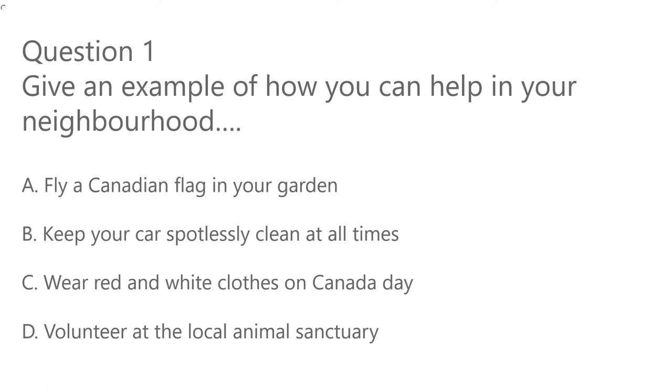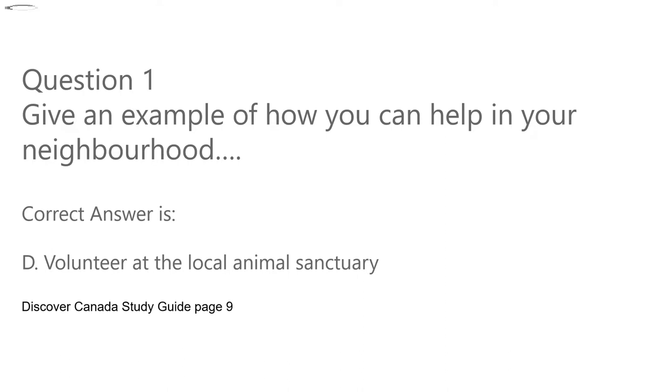Question 1. Give an example of how you can help in your neighborhood. A. Fly a Canadian flag in your garden. B. Keep your car spotlessly clean at all times. C. Wear red and white clothes on Canada Day. D. Volunteer at the local animal sanctuary. Correct answer is D. Volunteer at the local animal sanctuary. Discover Canada Study Guide, page 9.